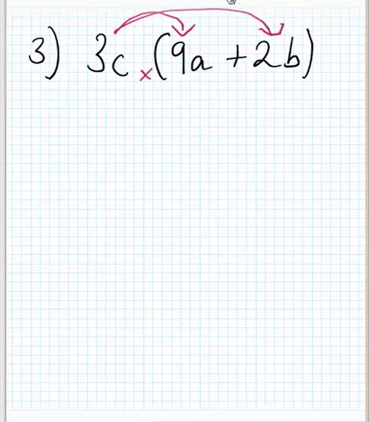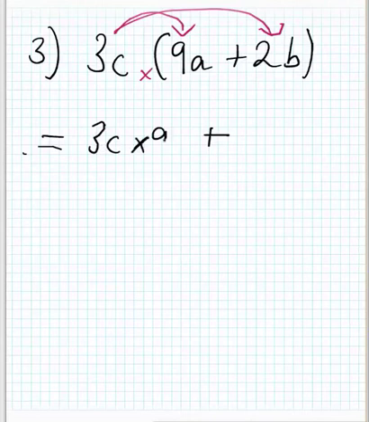Now, if you can't do this mentally because it's a bit confusing, you can show some working out. And to do that, we get our equal sign ready. Because there's a plus in the middle, we can put a plus in the middle if you want to, or you can do it later. And then to show working out, we are saying 3c times 9a. And just write that out, 3c times 9a.